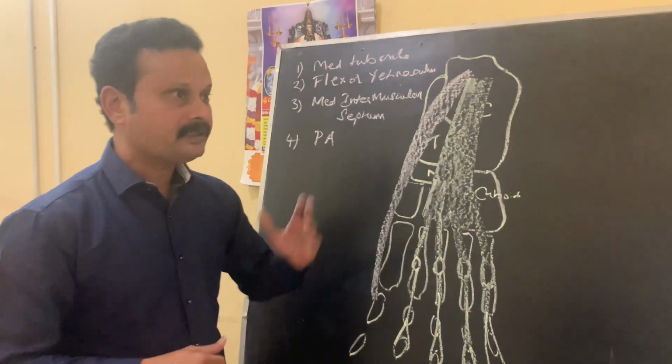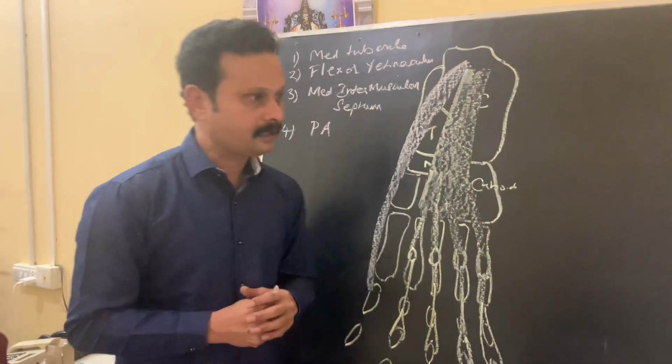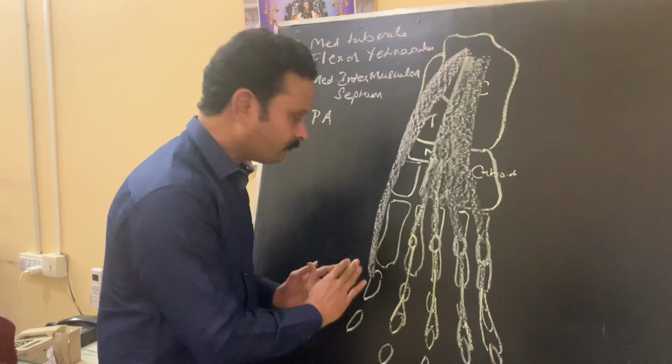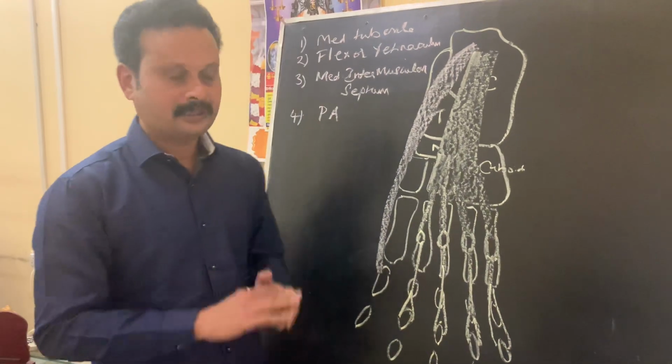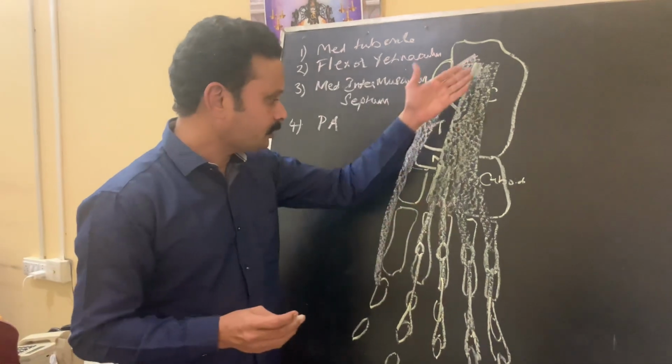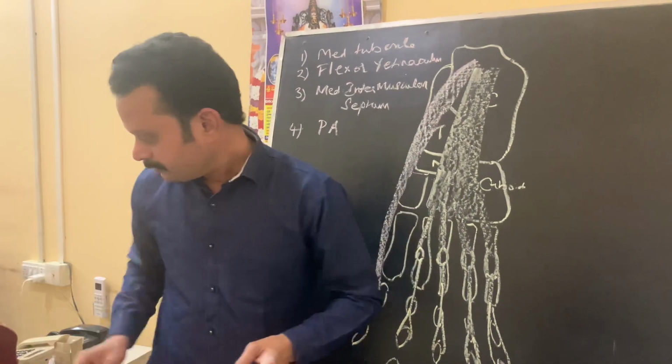Now it is supplied by the trunk of medial plantar nerve. Actions, it is a plantar flexor of lateral 4 toes. So this is all about the flexor digitorum brevis.